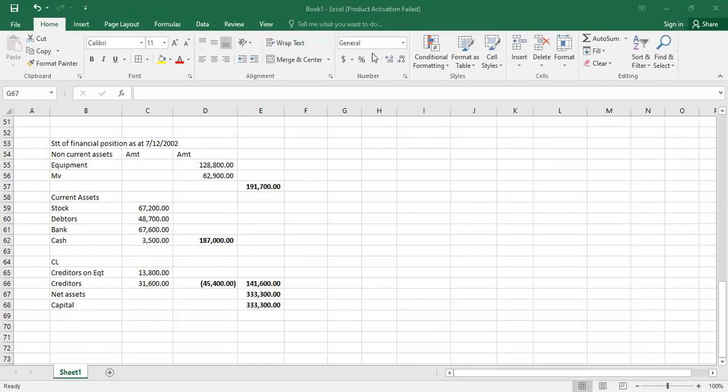Excuse me, sir. Can't creditors on equipment be put as creditors alone? We can just have creditors in total. No, it cannot. It is best to specify. In best practice, creditors on equipment is to say that equipment and trade creditors are different things. Equipment are non-current assets, isn't it?